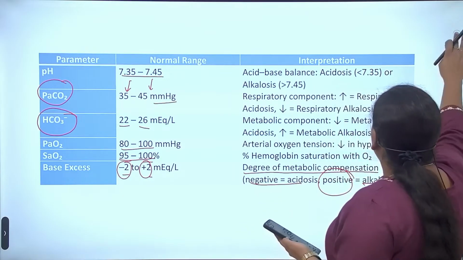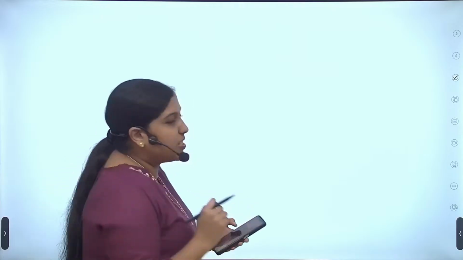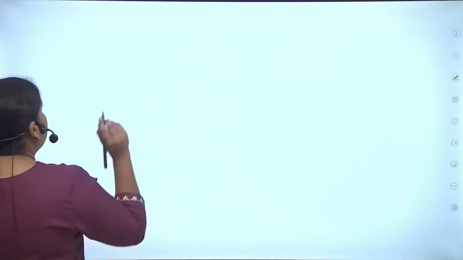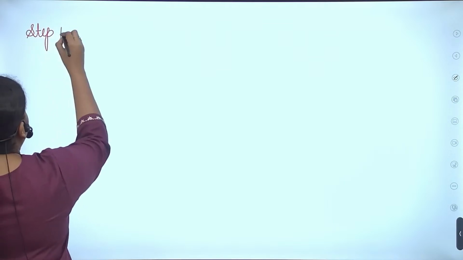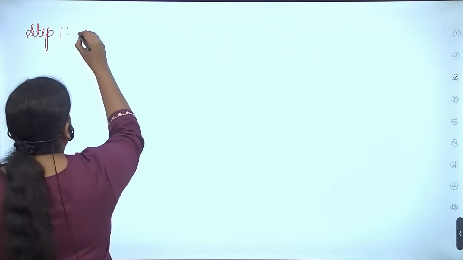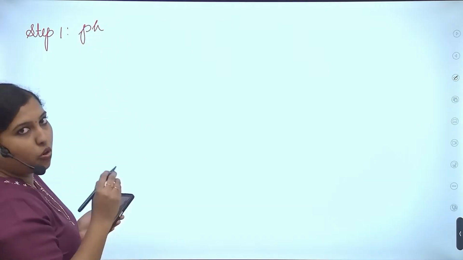So the most important thing will be discussed now. What are all the steps in interpreting an ABG? We have many steps in interpreting the ABG. First, you will be identifying the normal values. So step 1 is identifying the pH. The pH, either it is acidosis or alkalosis.